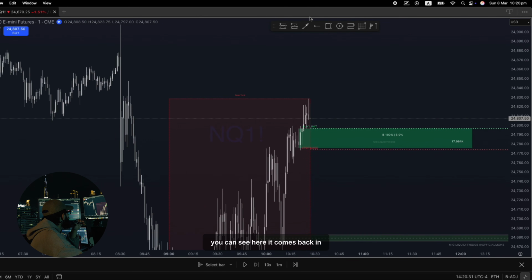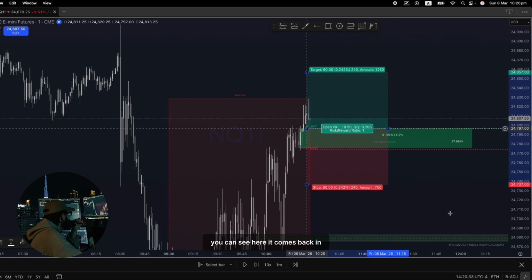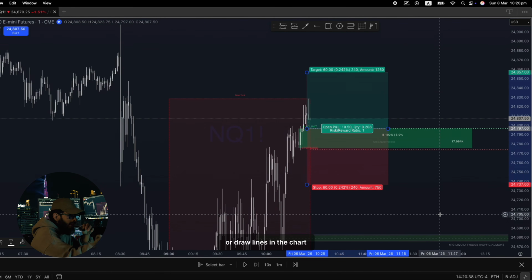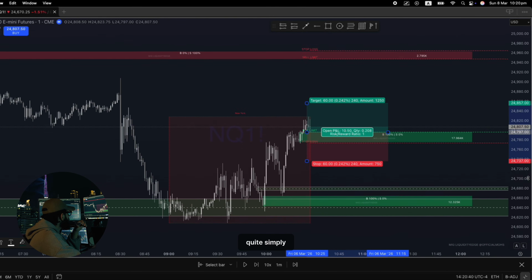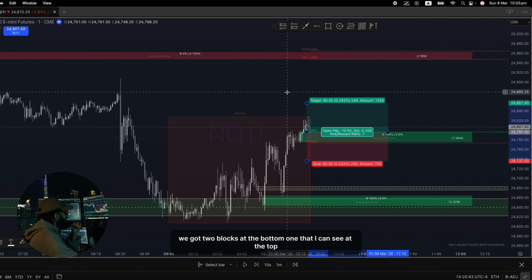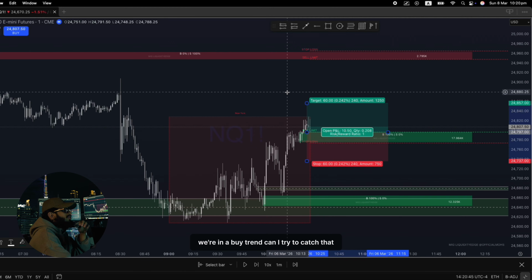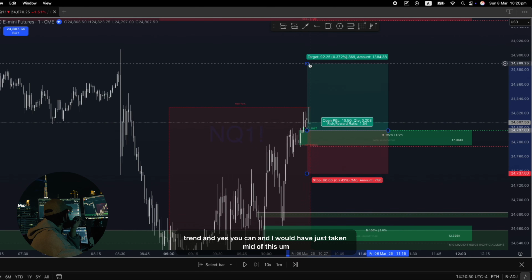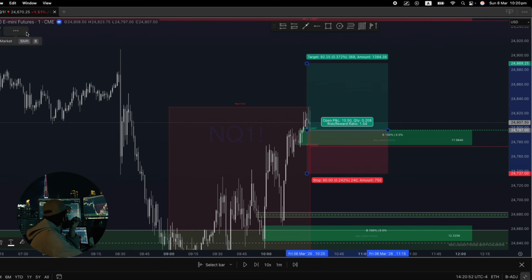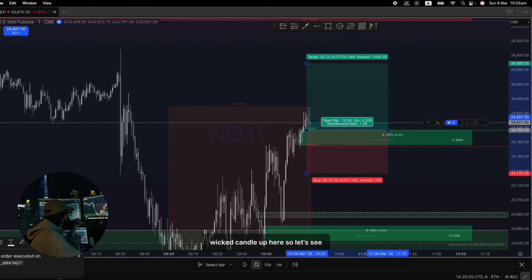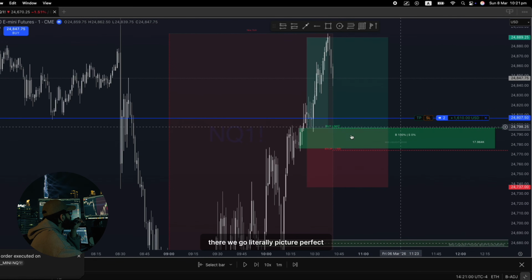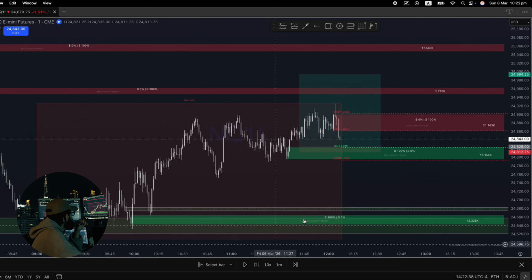Another zone is printed. You can see here it comes back in, and this is how we can actually catch that trend. We don't need to anticipate what the trend is or draw lines on the chart. Quite simply, we've got 2 blocks at the bottom, one that I can see at the top. We're in a buy trend. Can I try to catch that trend? And yes, you can. And I would have just taken mid of this wicked candle up here. So let's see. There we go. Literally picture perfect. Still can't push it.